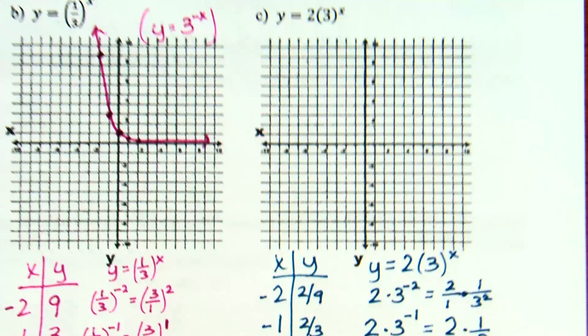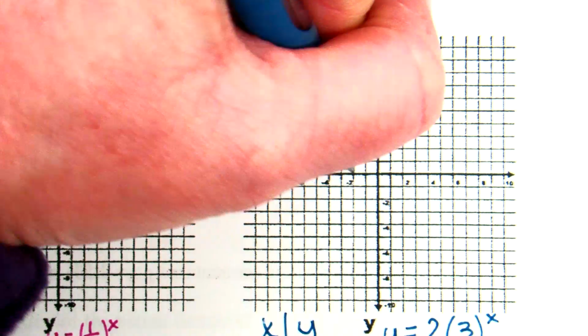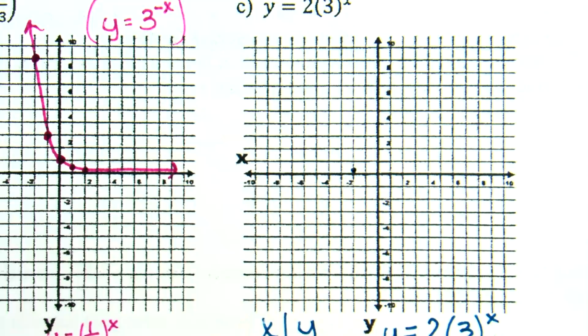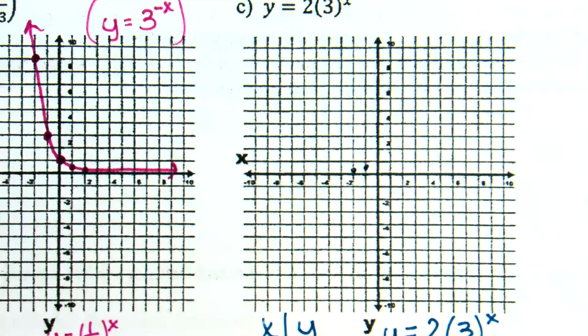-2, 2 ninths is left 2 and up 2 ninths. 2 ninths of a box, that is, right? So something that I cannot really make happen with my ink pen. -1, 2/3. Left 1 and up 2/3 of a box. 0, 2.